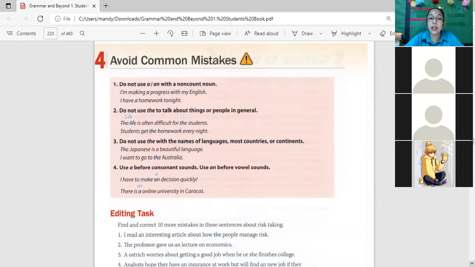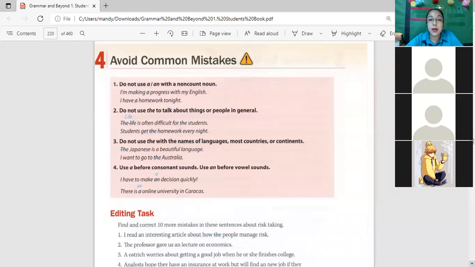I have a homework tonight, okay? In that case, we don't use an article because remember, homework is an uncountable noun. So we say, I have homework tonight, yeah? Number two, don't use the to talk about things or people in general, okay? The life is often difficult for the students. So we say, life is often difficult for students. That means this one is a general noun, so we don't use an article. It's different when you say the boys and girls, yes? So you identify them. In that case, it's possible to use an article.